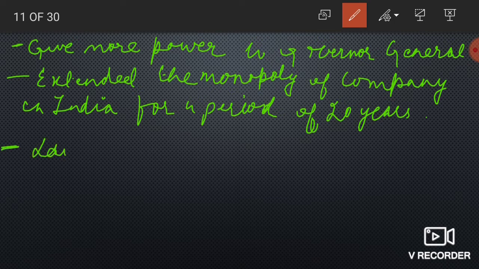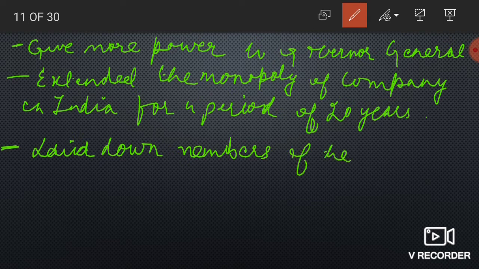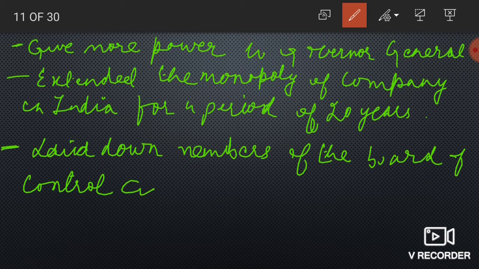After that, it laid down the members of the board of control and their staff. So these were the features of the Charter Act of 1793.